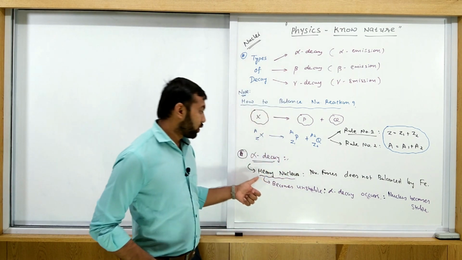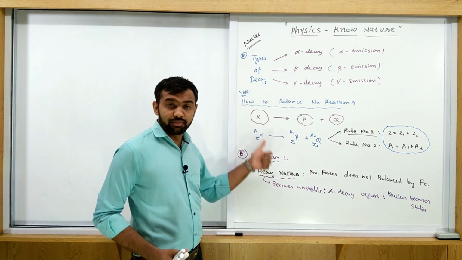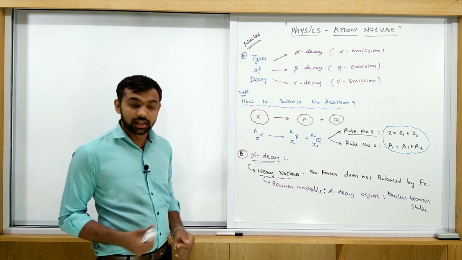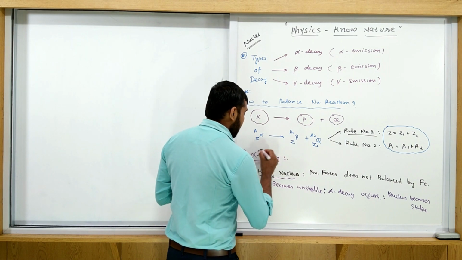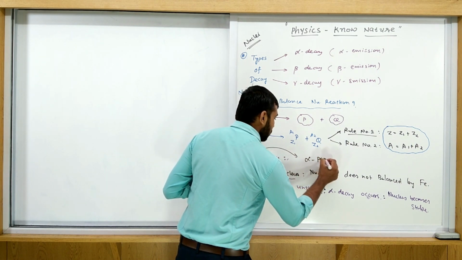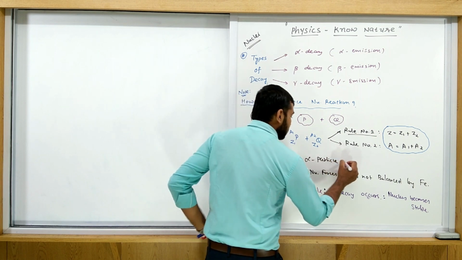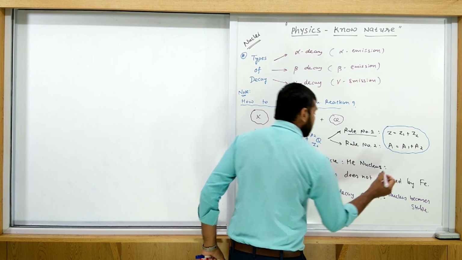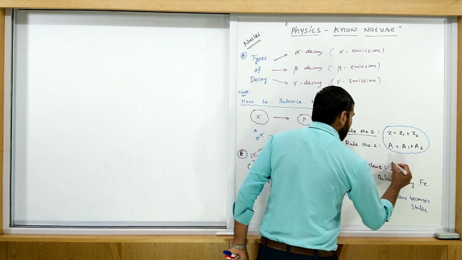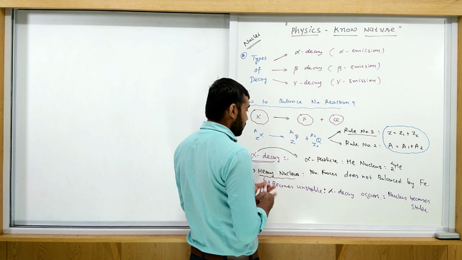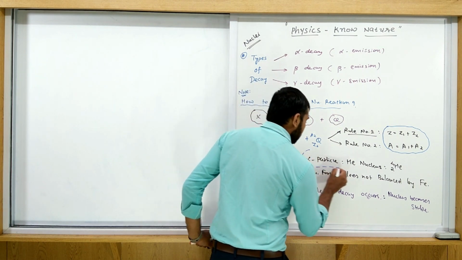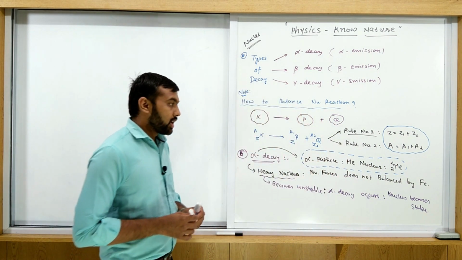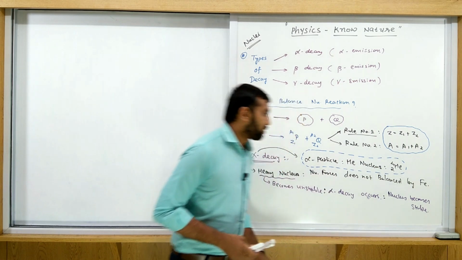So what is this alpha particle? As we know, the alpha particle is a helium nucleus, and it is represented as 2He4. This is the alpha particle. All of you note this. An alpha particle is a helium nucleus, represented by 2He4, like this.